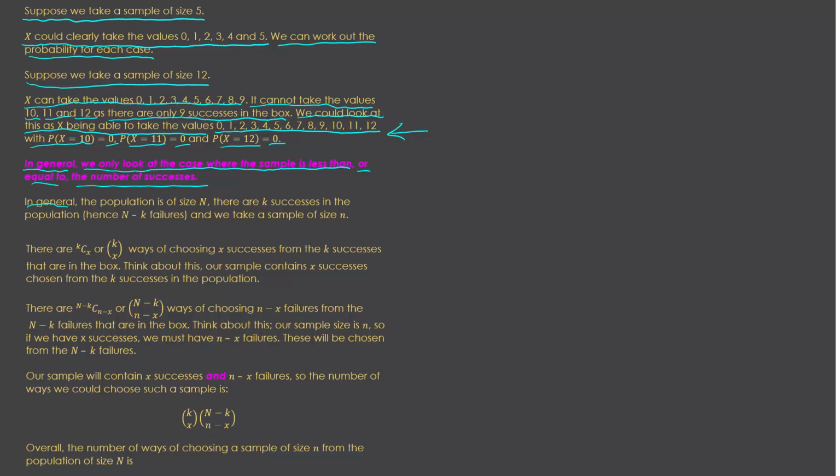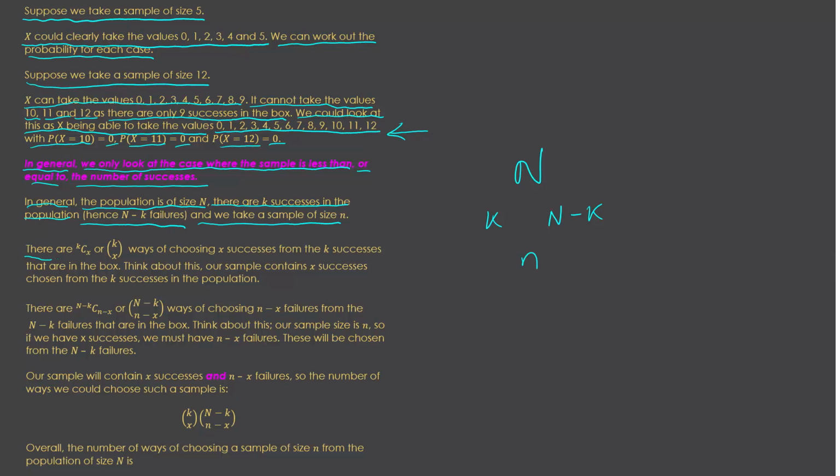In general, we say that the population, that would be the number of disks in the box, is of size capital N. There are k successes in the population, so there would be k of the yellow disks. And hence, N minus k failures. So if you think about it, the box has N in it. If there's k successes, there must be N minus k failures. We take a sample of size small n.